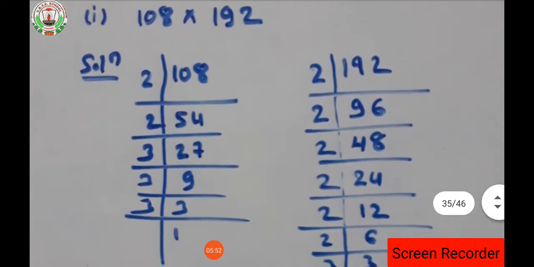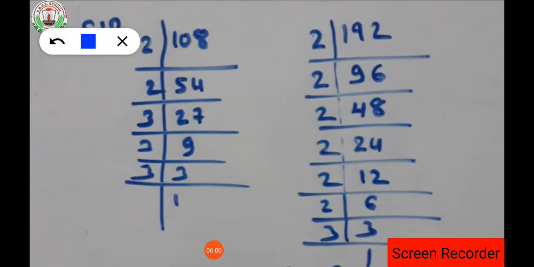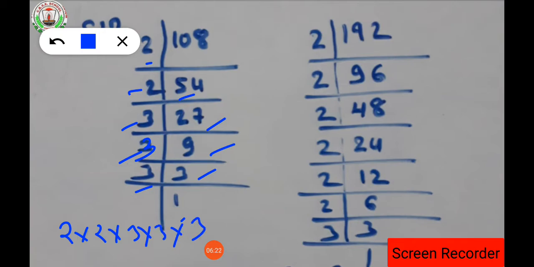Okay, so 108 comes in the table of 2 how many times? That will be 54 times. 54 again goes in the table of 2, 27 times. Now 27 comes in the table of 3, 9 times. 9 comes in the table of 3, 3 times, and 3 comes in the table of 3, 1 time. So in this way, what is the factor we got? That is 2 into 2 into 3 into 3 into 3. It can be written as 2 to the power 2 into 3 to the power 3. Clear?